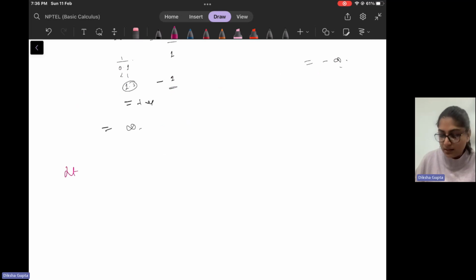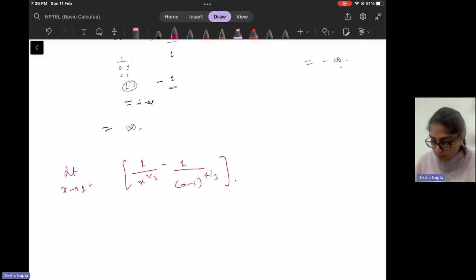Okay, so next, it has a problem at 1 also: limit x tending to 1 plus of 1 upon x^(1/3) minus 1 upon x minus 4/3, right? So when x is positive and greater than 1, 1 upon something will be less than 1 and positive, and when x is greater than 1, this overall will be something less than 1, again 1 upon something greater than 1, so this will be minus infinity. Right, I hope it's clear what I'm saying.